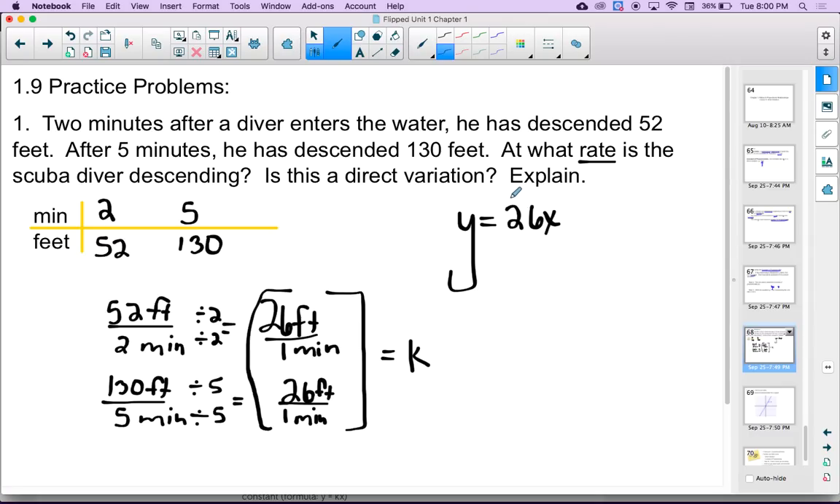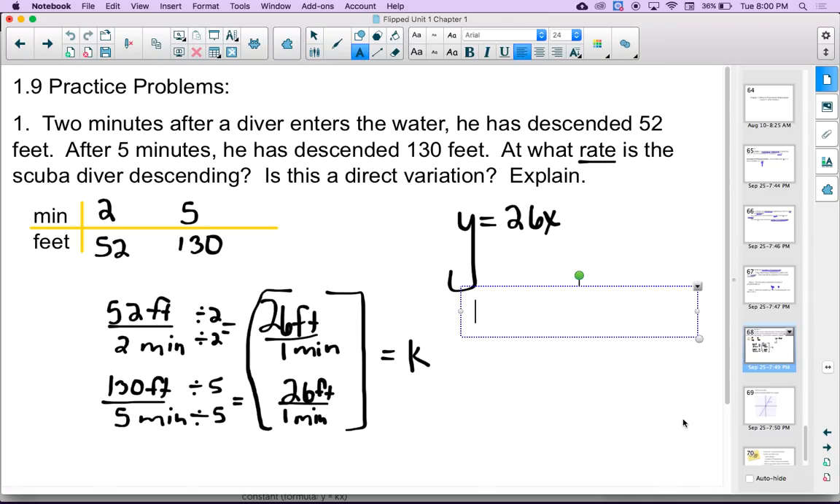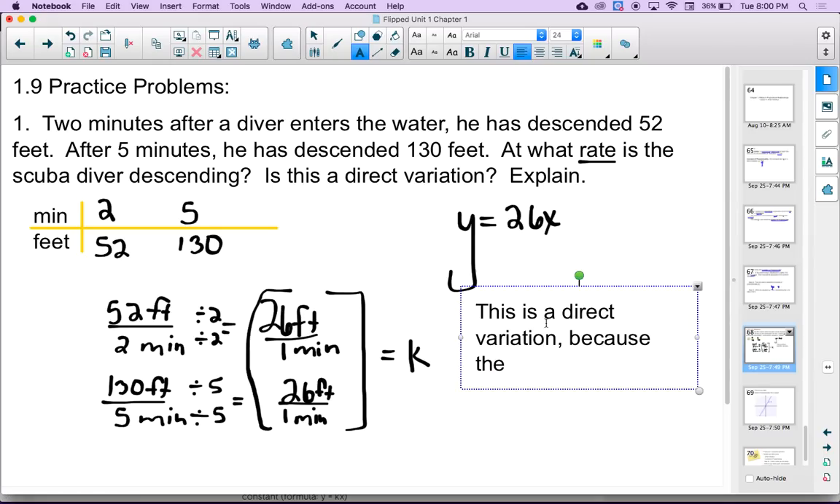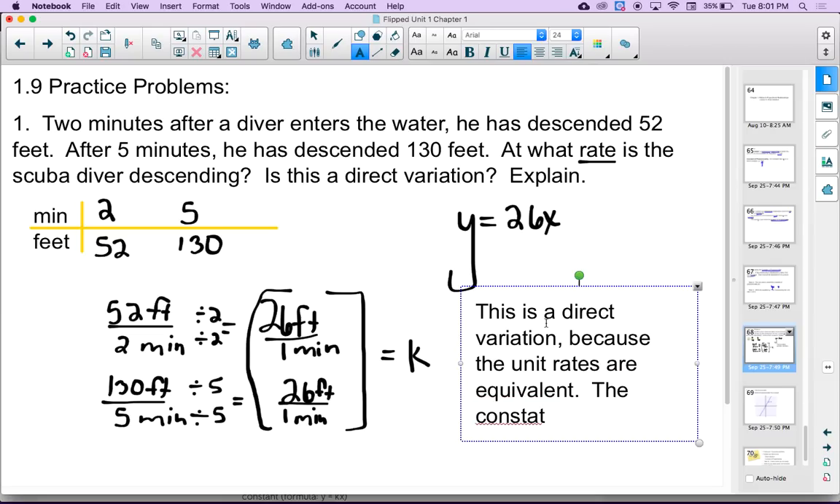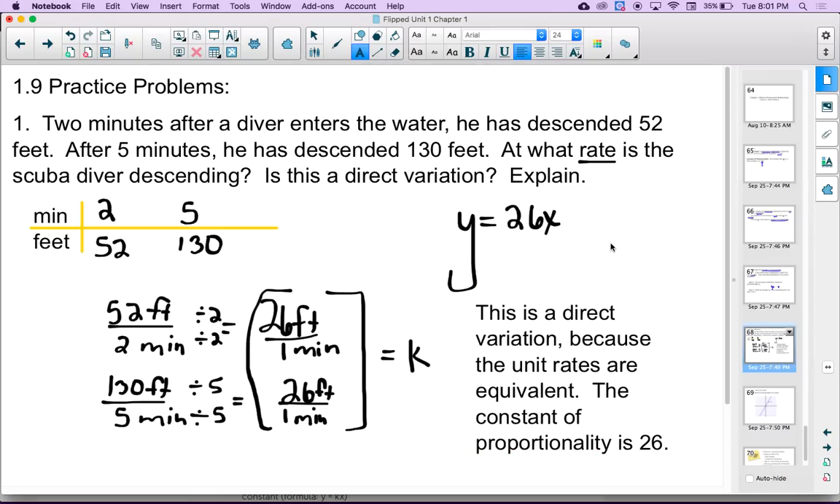Okay, so it's asking us to explain, so I want to quickly write a little explanation here. We can say this is a direct variation because the unit rates are equivalent. The constant of proportionality is 26. And that is enough information for us to have described our direct variation.